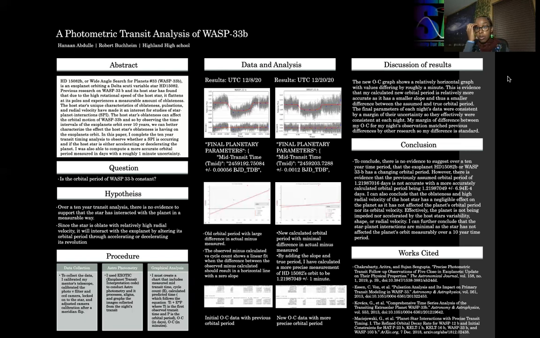I was also able to calculate a more accurate orbital period, and I concluded that regardless of the oblateness and high rotational velocity of the host star, there is negligible effect on the planet. I can further conclude that the star-planet interactions are minimal, as the star has not affected the planet's orbit measurably over a 10-year time period.